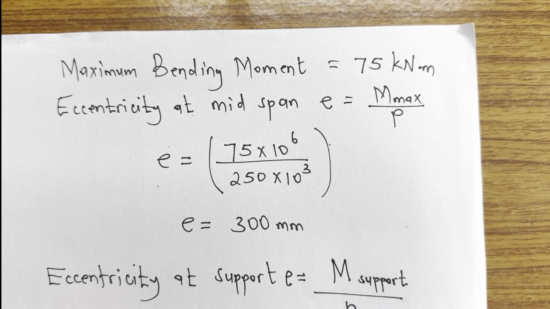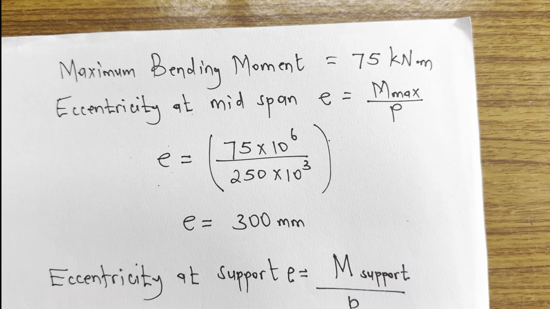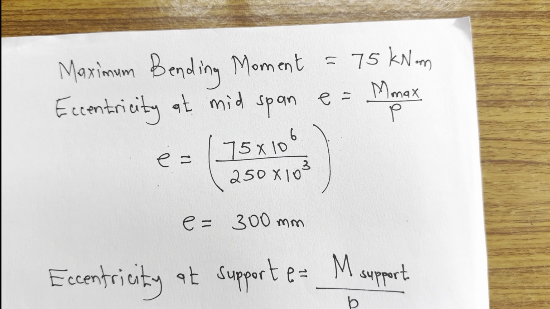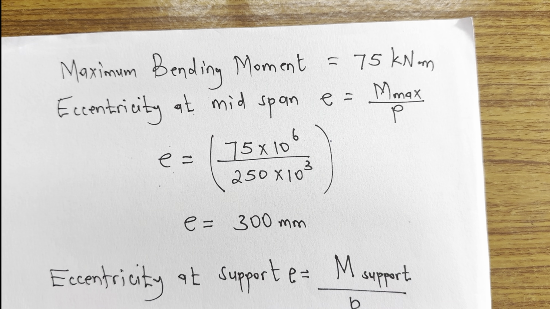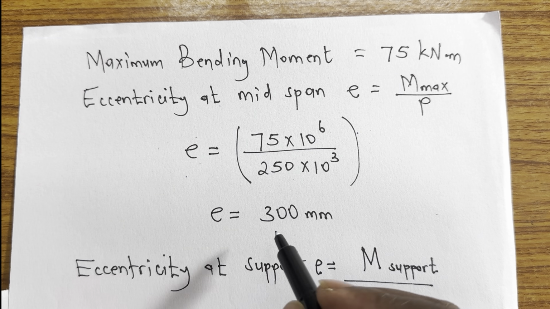Let's now get, we have found the maximum bending moment and we want to get the eccentricity. Eccentricity is given by the formula M max divided by P. The value of the maximum moment is 75 kilonewton meter, in Newton millimeter that is 75 times 10 raised to power 6. Divide by P. The value of P in this case is 250 times 10 raised to power 3, because the value is 250 kilonewton. So the value of eccentricity e is coming to 300 millimeter. So this is what we have obtained.